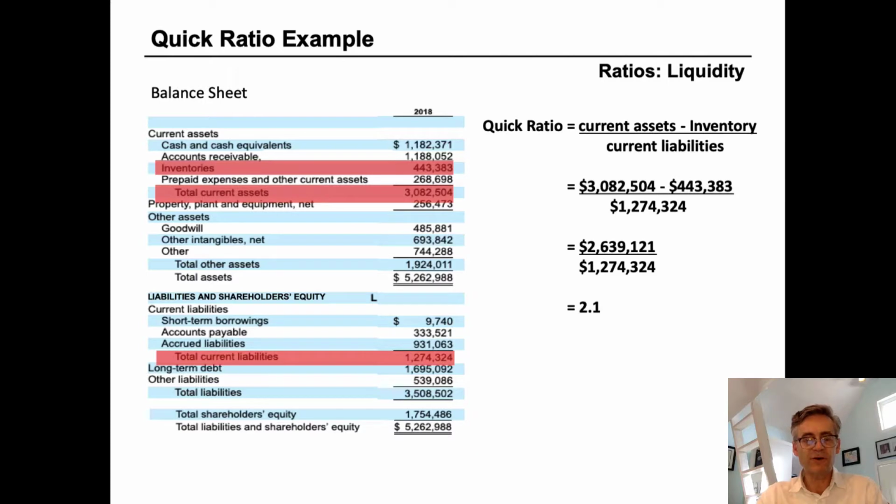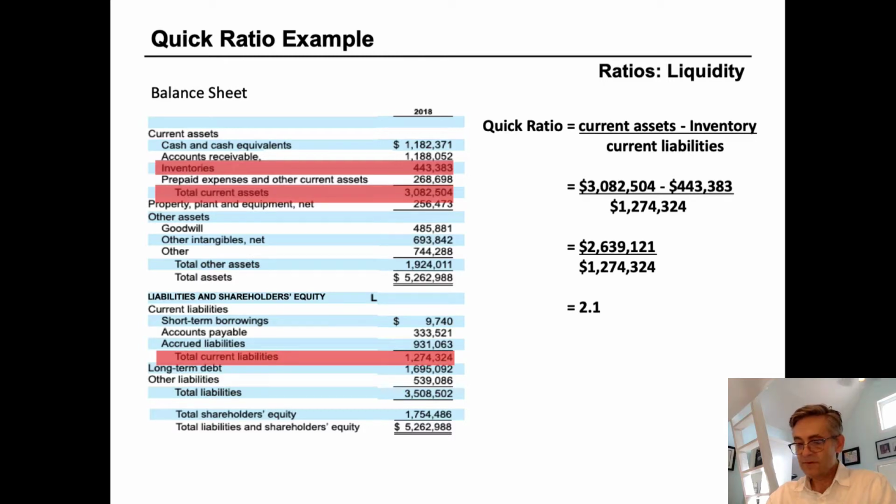So we're going to take $443 million inventory out of current assets, and we're going to divide it all through by current liabilities. And so when we do that, we get our numerator is $2.6 billion. Divide by current liabilities, we get 2.1. Now, this means that excluding inventory, Hasbro has $2.1 of cash and near cash assets for every dollar of current liabilities. Or put another way, they can pay all of their current obligations more than twice over without liquidating inventory.